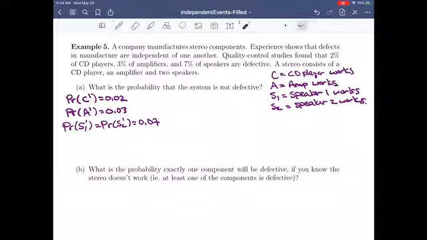For part A, we want to know the probability the system is not defective. That means that all the parts work.